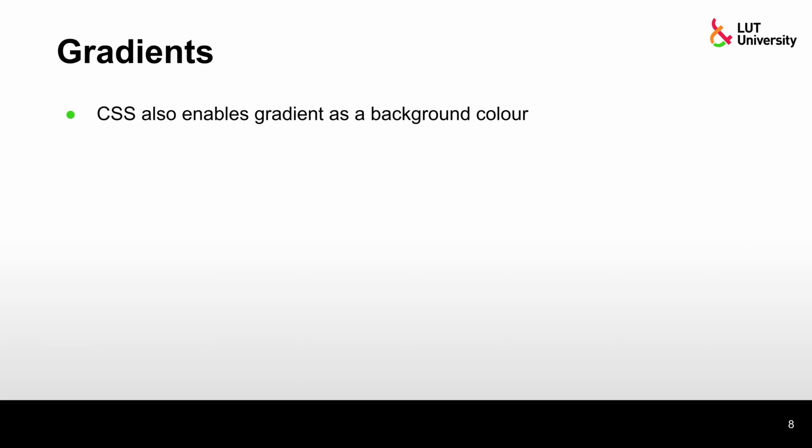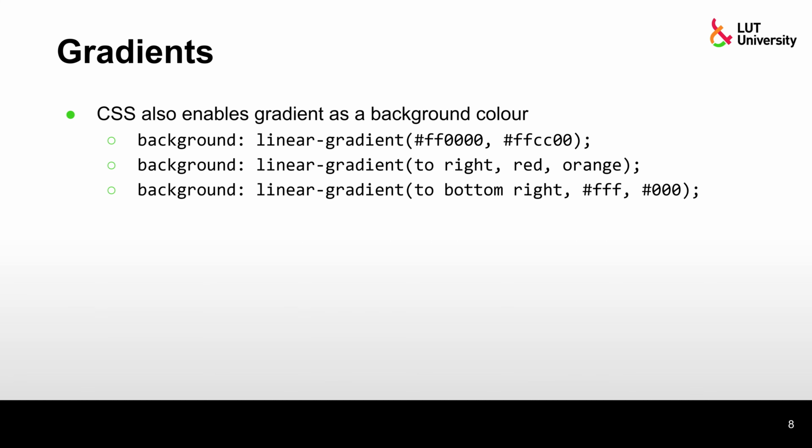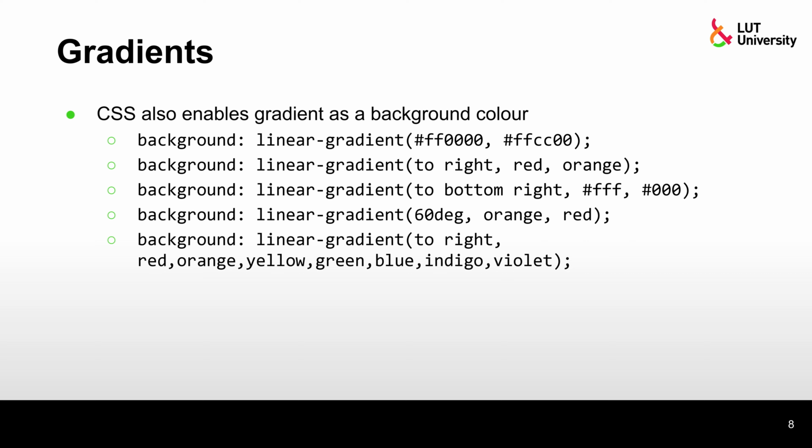Gradients. So CSS also enables gradients as a background color. So background linear gradient from something to something. So we are starting from red and we are going to the orange. And here we are defining that we are going to right, and we are using red and orange once again. And here we are defining that we are going to the bottom right, and we are starting from white and going to the black. And here the direction is 60 degrees and once again from orange to the red. And we can use several colors. And from here we are going from left to right, and we are going from red to orange, yellow, green, blue, indigo, and violet as the last section.